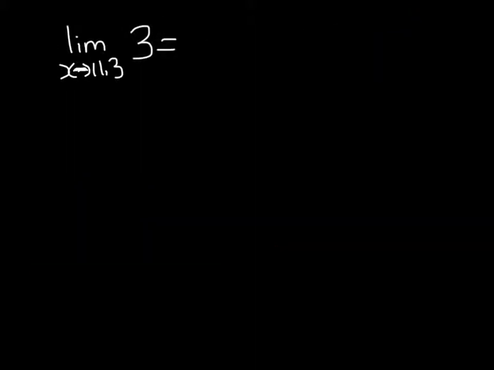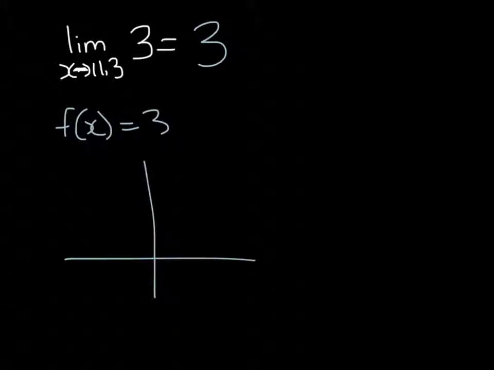The limit as x approaches 11.3 of the function 3. In this case, our answer is simply 3, because really, if you imagine the graph of f of x, where f of x equals 3, this graph is just a constant at 3 the entire time, so no matter what x value you're approaching, you're always going to get the limit equaling 3.